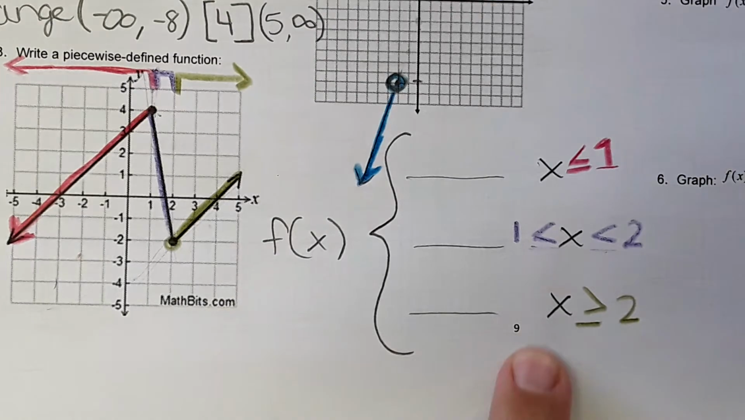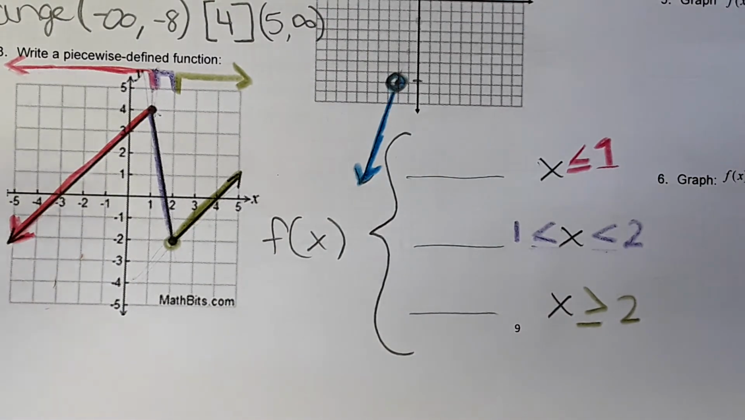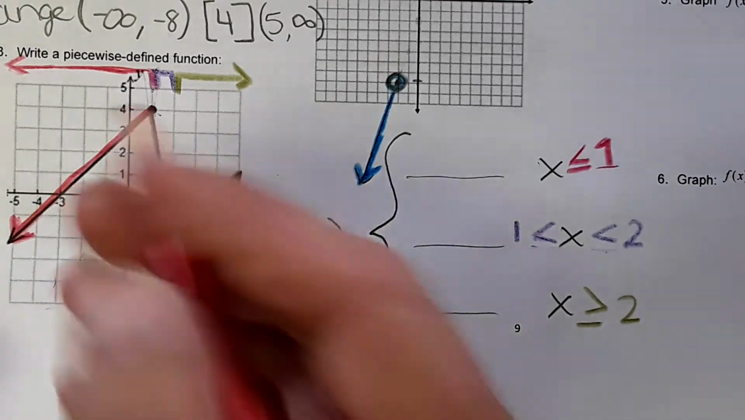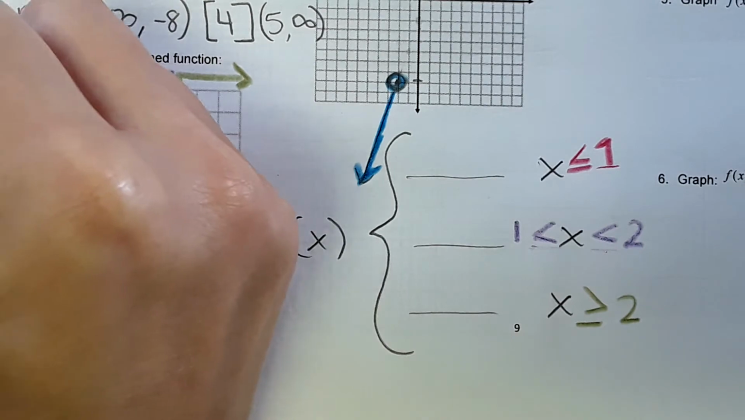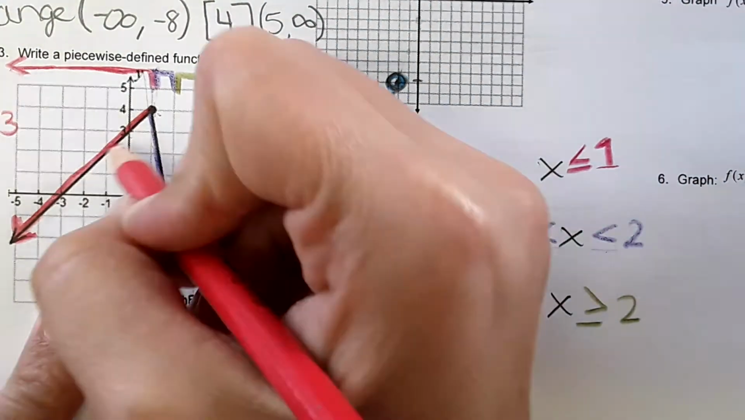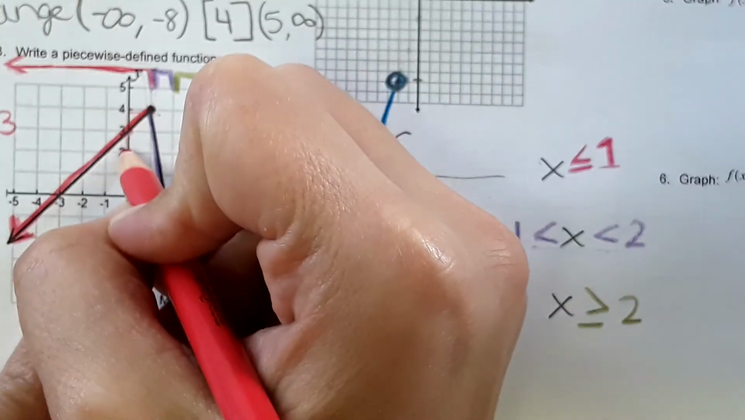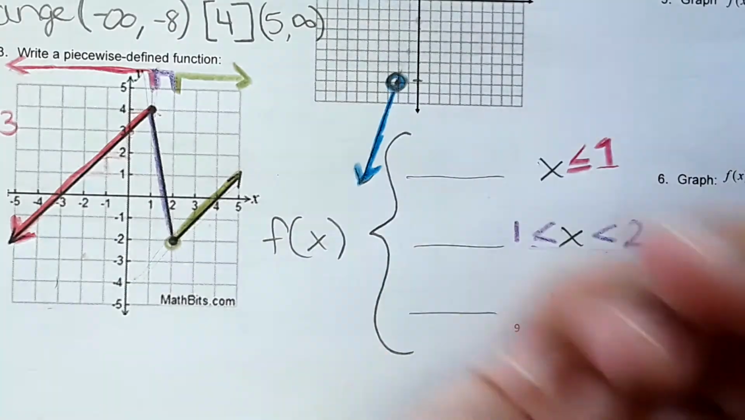Okay, so we got this part figured out. Now we just need equations for each line. For the red one, it's fairly easy. Your y-intercept is 3, so y equals, and then we just need the slope of this line, which is going up 1 over 1 or down 1 over 1. The slope is 1, so it'd just be 1x or x.